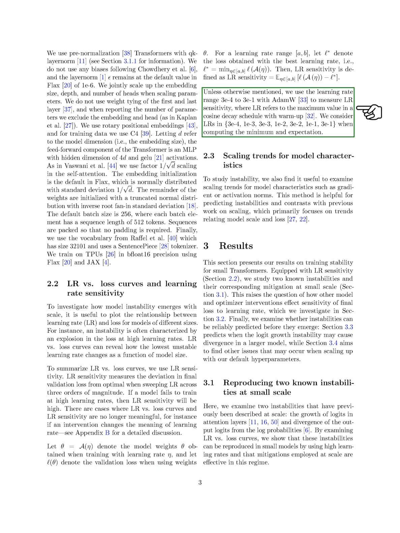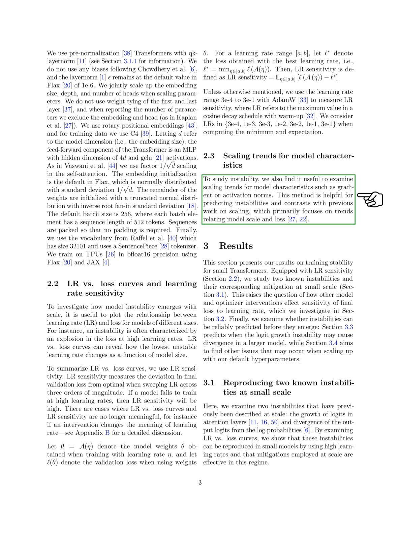Unless stated otherwise, we use a learning rate range from 0.0003 to 0.3 with the AdamW optimizer to measure LR sensitivity. The learning rate refers to the highest value in a cosine decay schedule with warm-up. We consider learning rates of 0.0003, 0.001, 0.003, 0.01, 0.03, 0.1, and 0.3 when calculating the minimum and average.